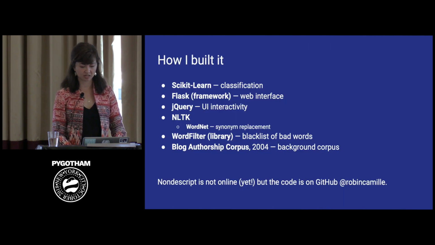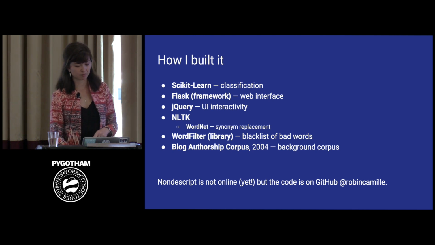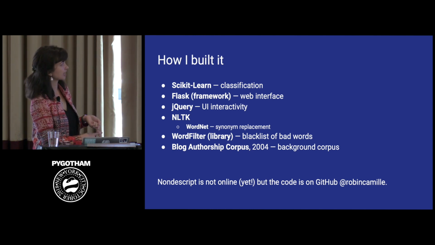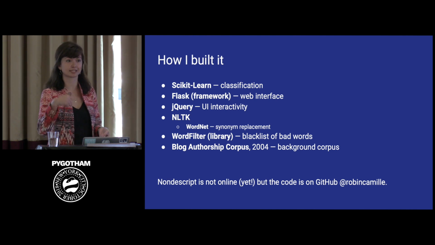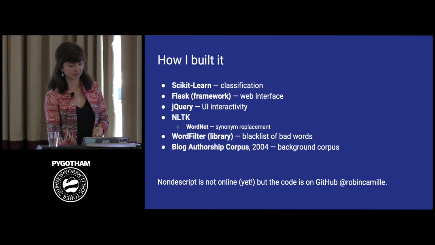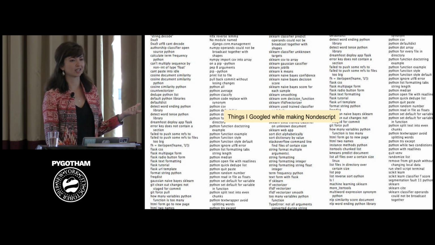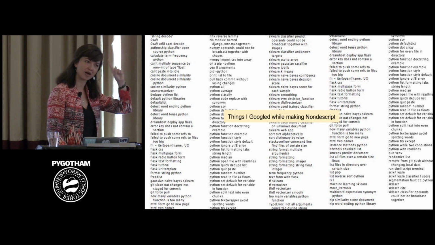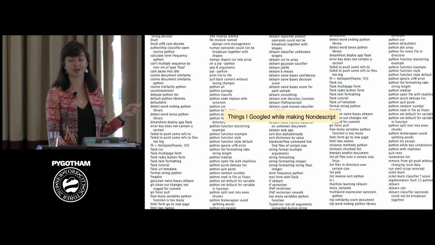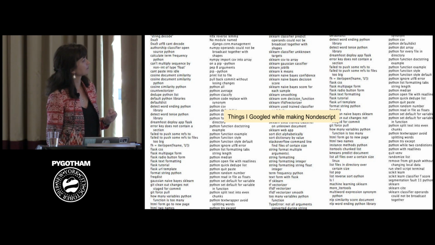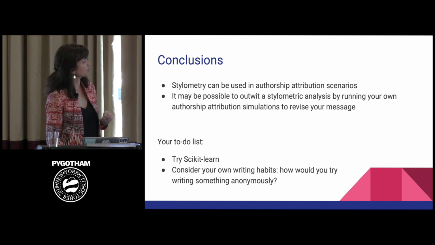I just want to point out there are some things that I have used to build this. Just a real quick recap, I used Scikit-learn, the machine learning library. I also used the Natural Language Toolkit, or NLTK, for that synonym replacement. And I also used Google while making this project. So anytime that I felt like I was a real badass Pythonista, I could go back to this list of things at Google and remember, oh yeah, there was that one time I had to Google how to find an average using Python. Okay. So some quick conclusions.